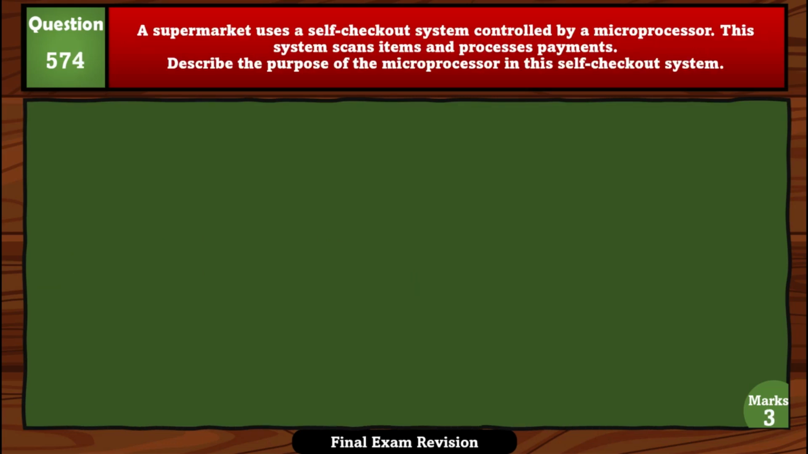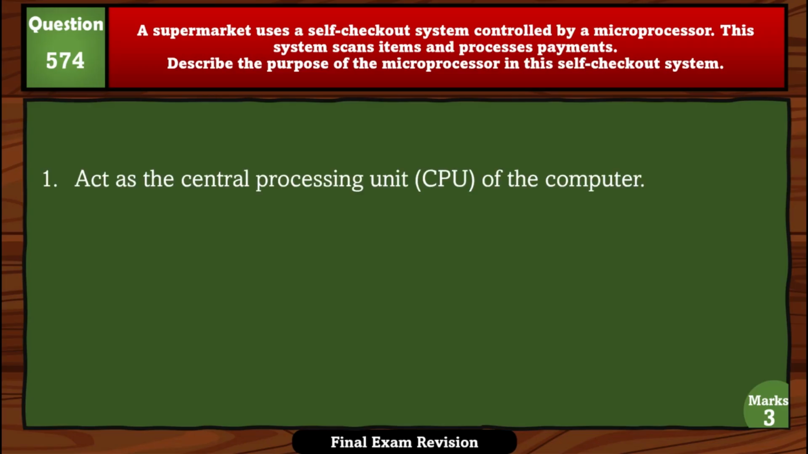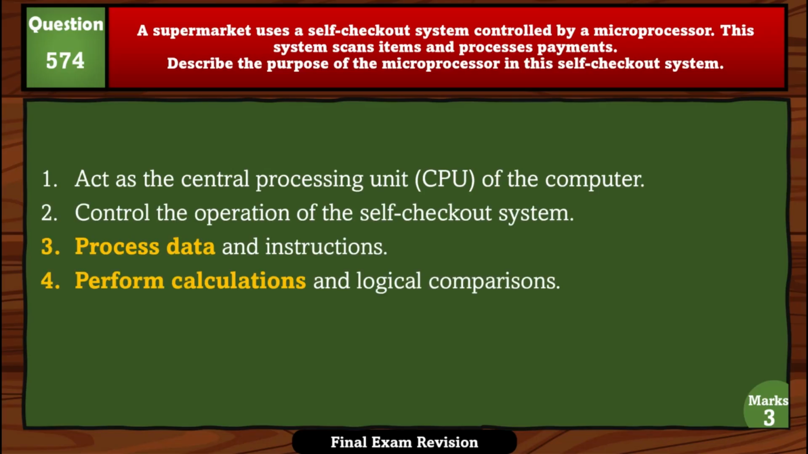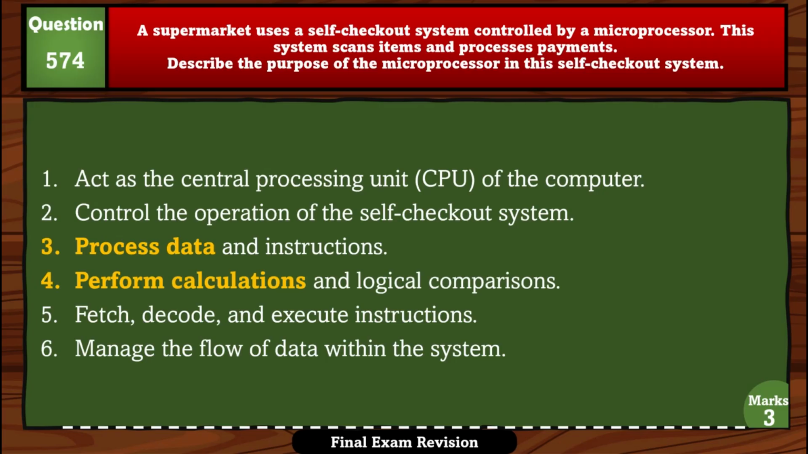Question 574. A supermarket uses a self-checkout system controlled by a microprocessor. This system scans items and processes payments. Describe the purpose of the microprocessor in this self-checkout system. A microprocessor acts as the CPU of the computer, controls the operation of the self-checkout system, processes data and instructions, performs calculations and logical comparisons, fetches, decodes, and executes instructions, and manages the flow of the data within the system.